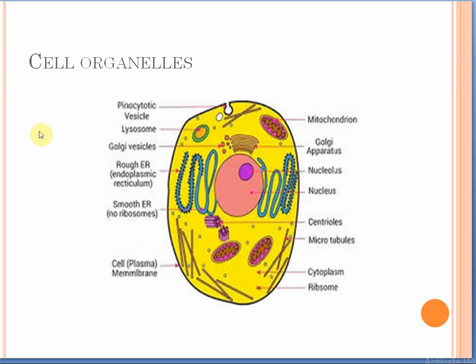So this is the image of the cell organelles. This is an example of a cell. These are the names of some of the cell organelles: lysosomes, Golgi vesicles, that is Golgi body, rough endoplasmic reticulum, smooth endoplasmic reticulum, cell membrane, mitochondria, Golgi apparatus, nucleolus, nucleus, centriole, microtubule, cytoplasm, ribosome. These all are the cell organelles present inside the cell. Cytoplasm is the fluid content present inside the cell.